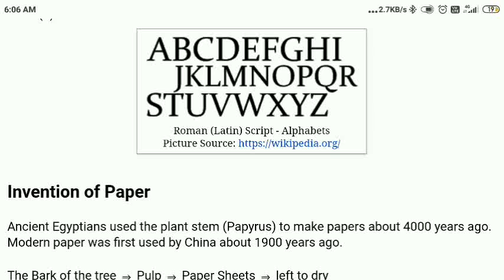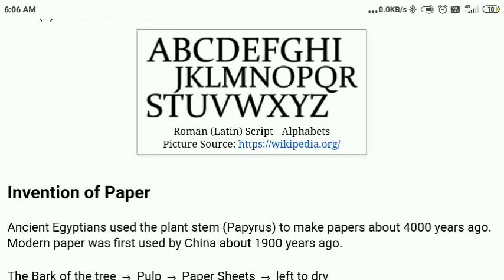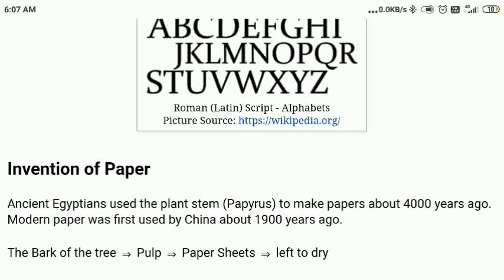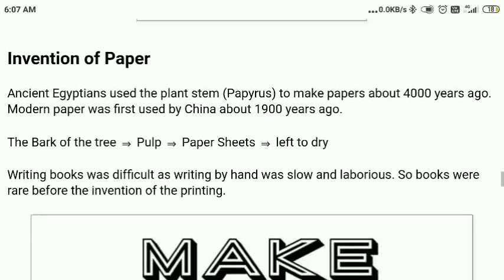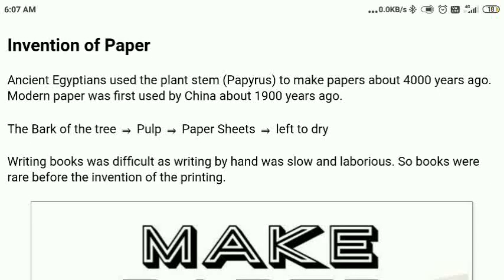Whatever they drew, they kept on drawing the same thing again and again, and then they gave some sound to it. Various sounds were used to create words, and those words became part of any language. So that is how we reached a language. This is the picture showing the alphabets. Now we will talk about the invention of paper.